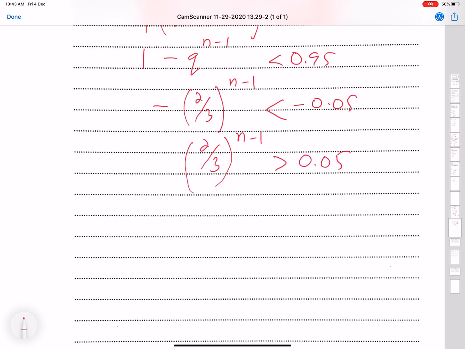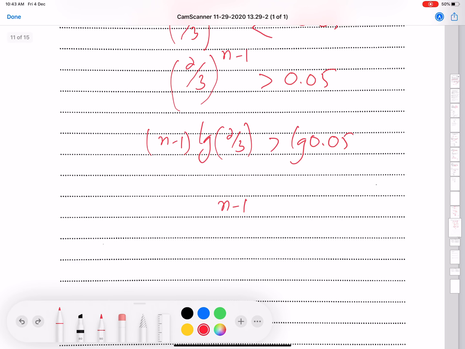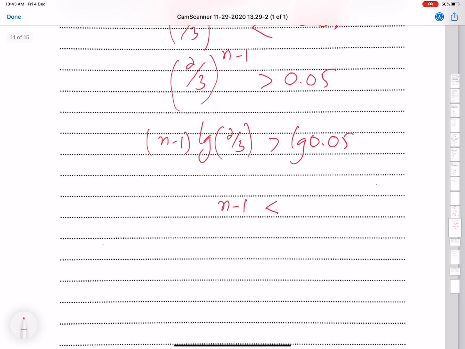Now you have to take logs on both sides. And you must remember that logs of probabilities are always negative because of the nature of the logs. So n minus 1, make sure you change the sign of inequality when you divide this log with this log, because logs are negative. If you find log 2 upon 3, it will be negative, so you have to change the sign of inequality. Make sure you remember this.